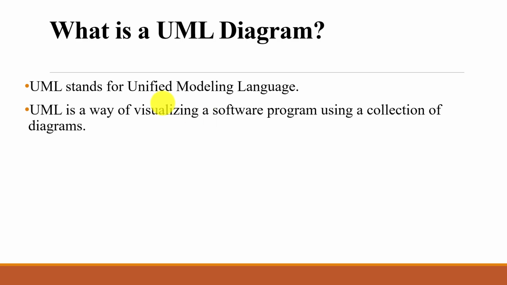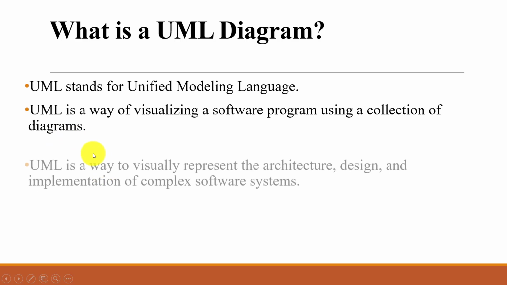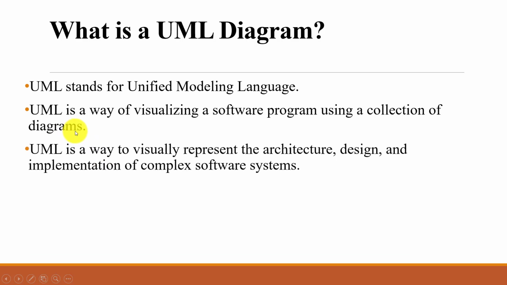Basically, UML is a way of visualizing a software program. Here we are going to visualize our program by using a collection of diagrams, such as activity diagram, class diagram, etc. There are a total of 13 to 14 diagrams collected under UML. It is a way to visualize and represent the architecture of your system.